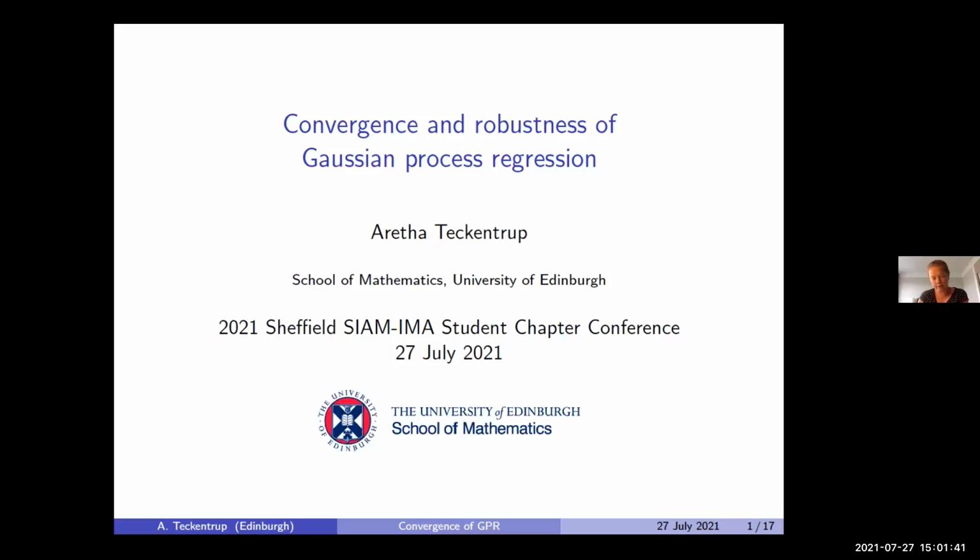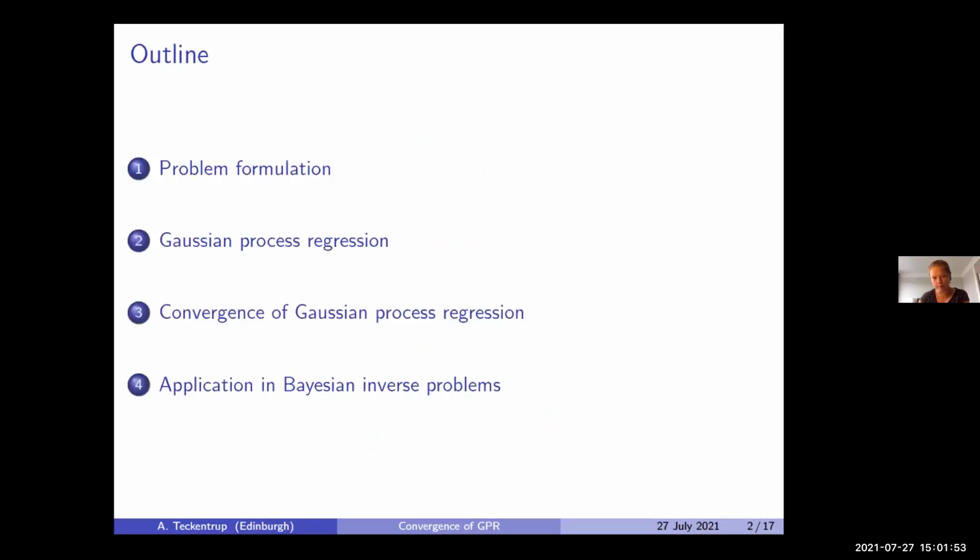Yeah, as said, what I want to talk about today is Gaussian process regression, in particular convergence and robustness properties of Gaussian process regression. So the outline of my talk is the following. I'm going to start just by introducing the problem that I'm interested in solving. And I'm going to tell you how to solve the problem using Gaussian process regression.